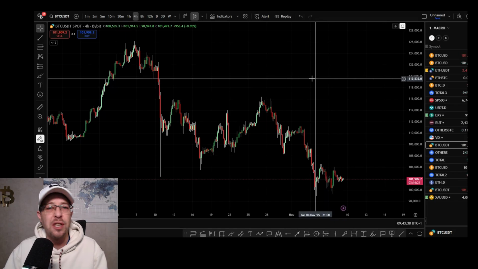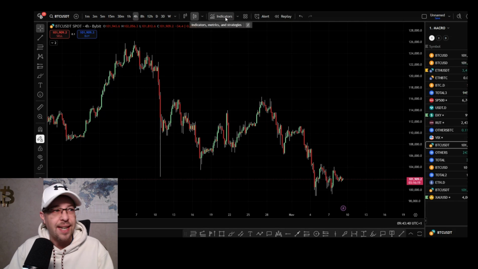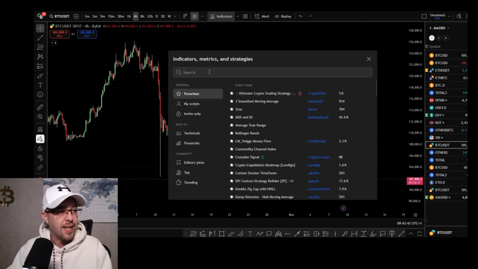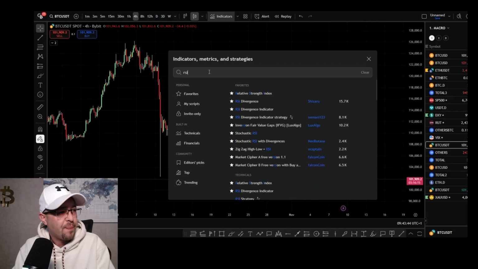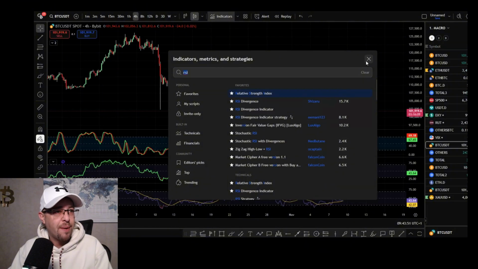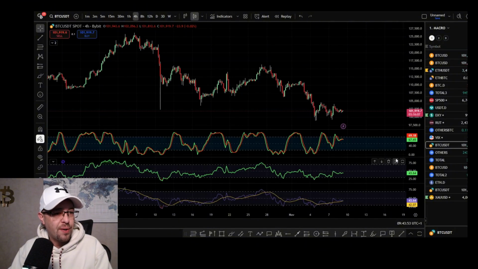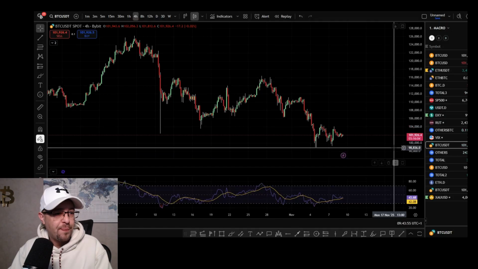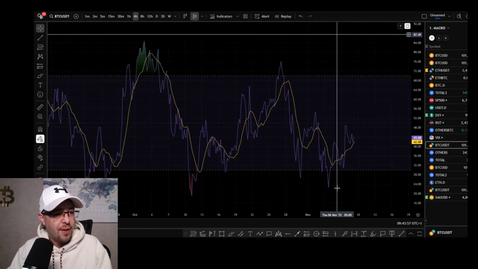So the first thing that we're going to do is click on indicators in TradingView. And then what we're going to do is type RSI, and you'll see Relative Strength Index. When you click Relative Strength Index, it'll look a little something like this. Just get rid of the old ones. Get rid of that one. You get a little something that looks like this.